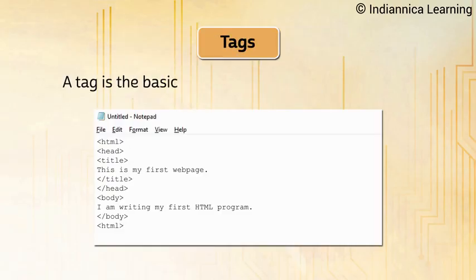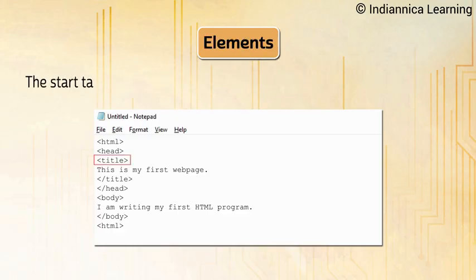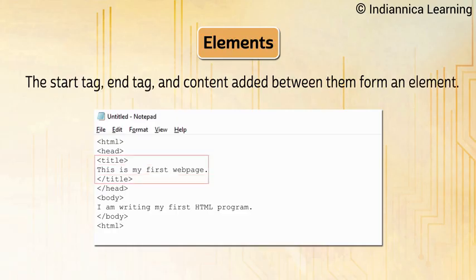A tag is the basic component of an HTML document. This is a start or opening tag. It begins with a less than symbol and ends with a greater than symbol. This is an end or closing tag. It has a forward slash before its name. We add content between the start and end tags. The start tag, end tag, and content added between them form an element.